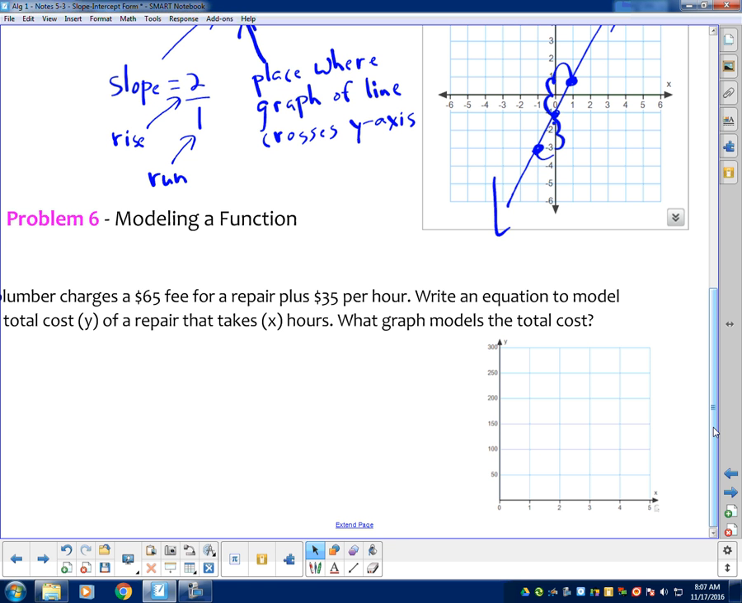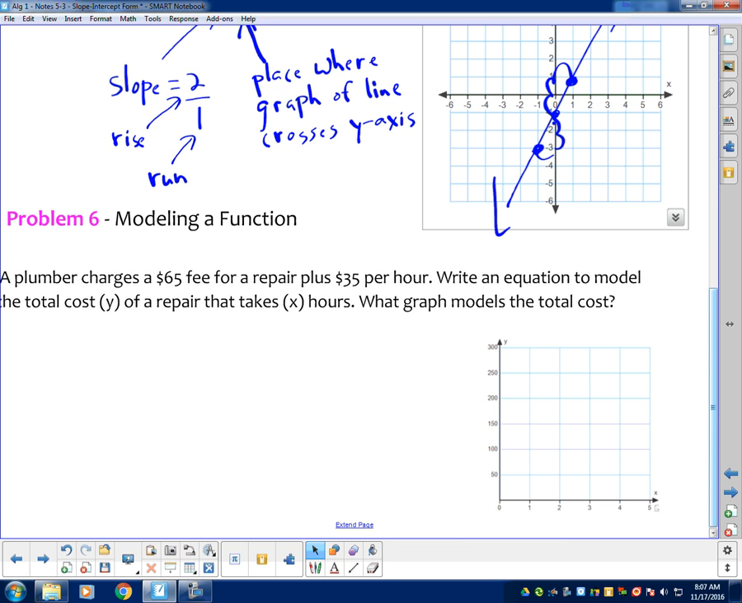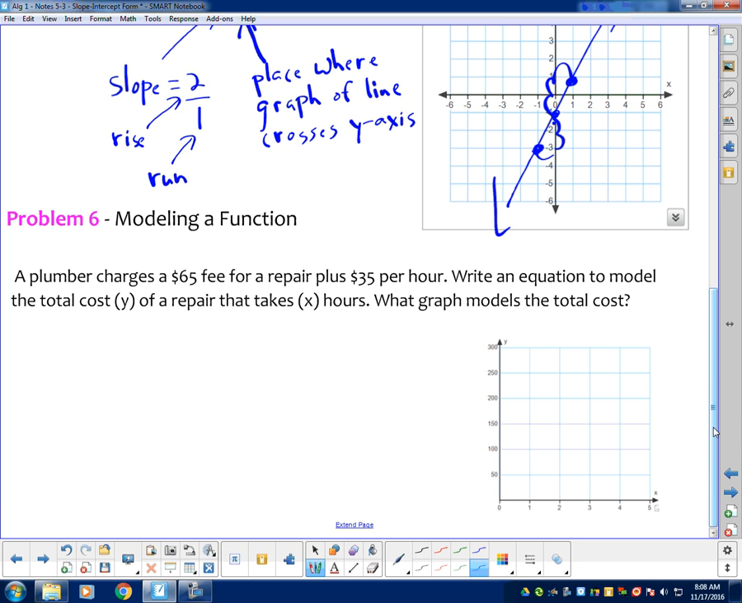So write an equation to model the total cost y of a repair that takes x hours. So our equation would look like this. It's going to be y equals the $35 per hour is my slope. That per hour, that's a rate of change, or slope, 35x, plus the $65 I got to pay no matter what, just to have them come out and tell me what's wrong.